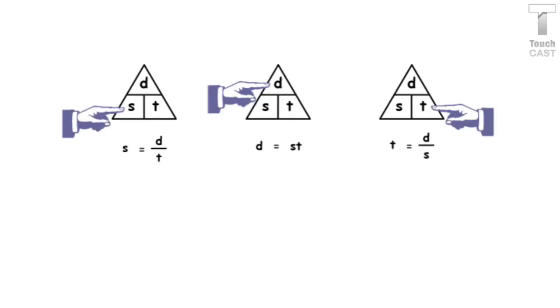So of course you're starting out with your speed is equal to distance divided by time. And then you have your distance. If you're looking for distance, all you're going to do is cover up the one that you're looking for. The S and the T are side by side. That is multiplication. So if you're looking for distance, you multiply speed times time. And then if you're looking for time, time is on the bottom. The distance and speed are one over the other. That's division. So if you're looking for time, it's distance divided by speed.